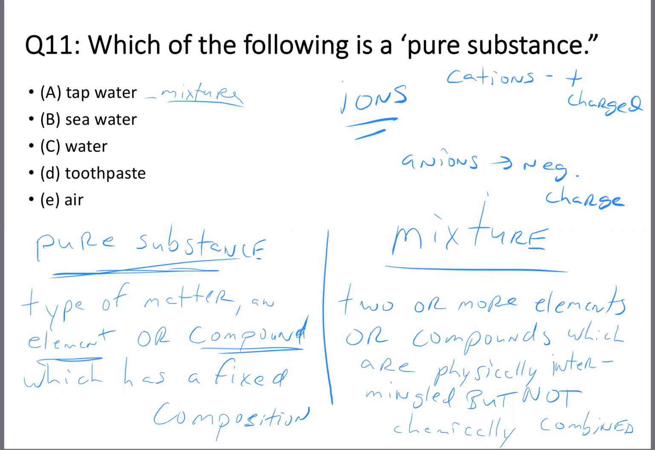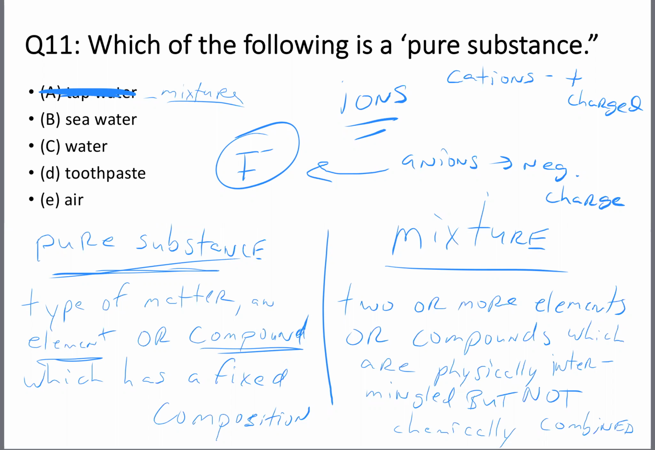But tap water can't be the right answer here because it's a mixture. It's got these ions: sodium, chloride, fluoride. Fluoride is F minus, right? It's an anion. It's got a negative charge. They put fluoride in drinking water to help prevent tooth decay, okay? So they purposely added a low concentration. Because of that, tap water is a mixture. It can't be our pure substance, okay?